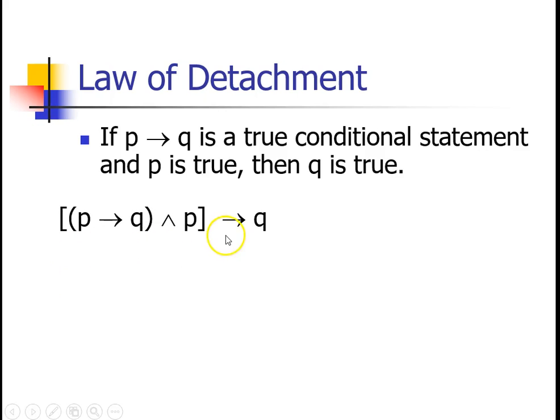In the symbols of logic, that's what this says right here. This was on the board the other day. It says if P then Q and P, then Q. So if P then Q is a true statement and P is true, then Q is true.